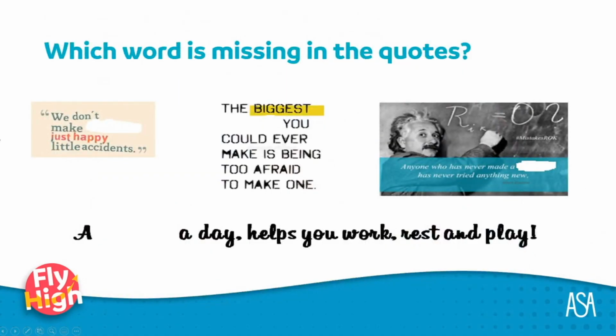Now I have a question for you. Which word is missing in the quotes? We don't make something, just happy little accidents. The biggest something you could have a make is being too afraid to make one.